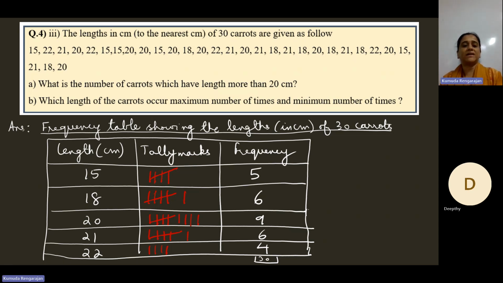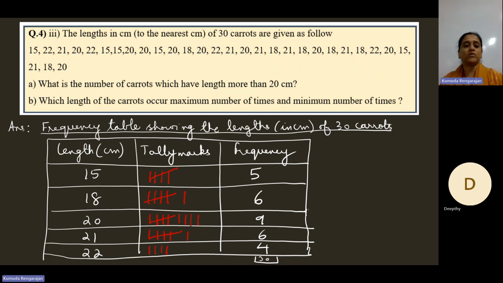So what is the number of carrots which have length more than 20 centimeters? How many carrots have length more than 20 centimeters? 10, correct? 10 carrots have length more than 20 centimeters.